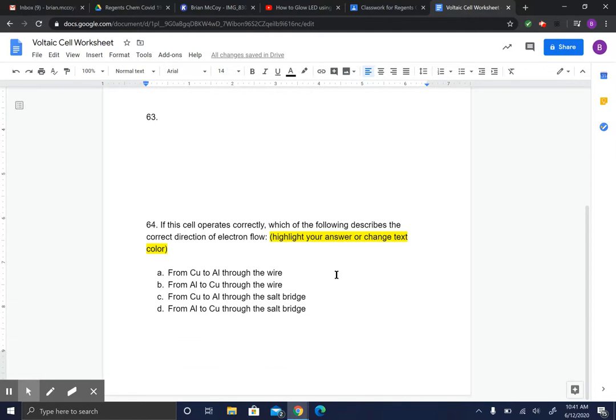And then 64 is a multiple choice here. Just highlight your answer or change the text color. So if it operates correctly, which of the following describes the correct direction of electron flow? And then you read those and pick which one.